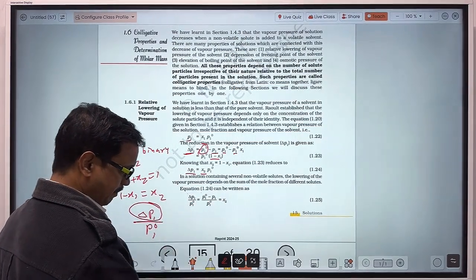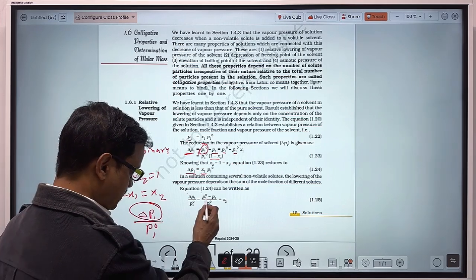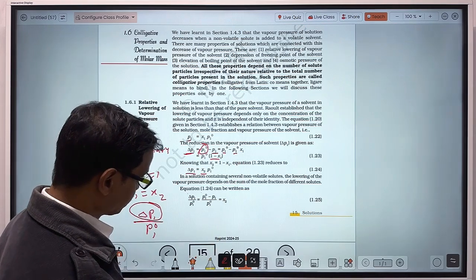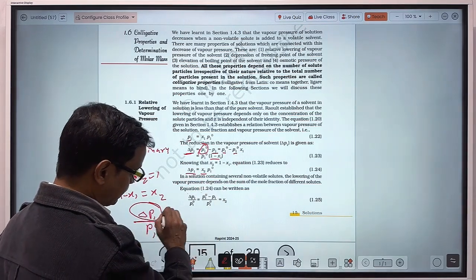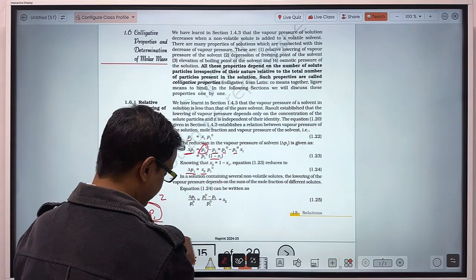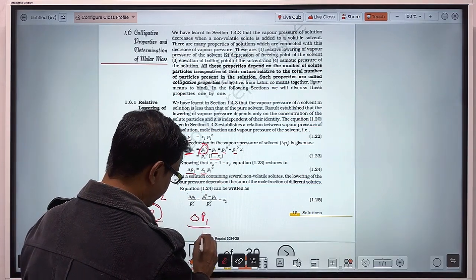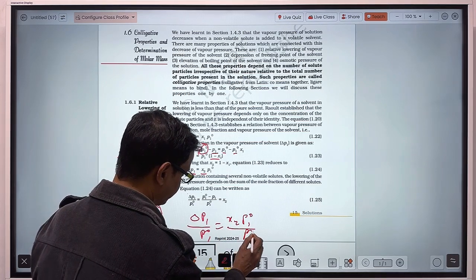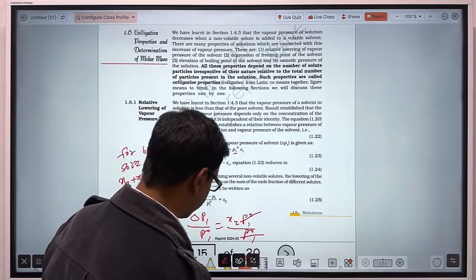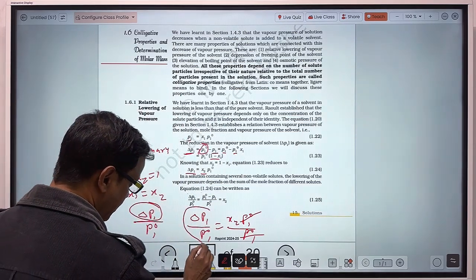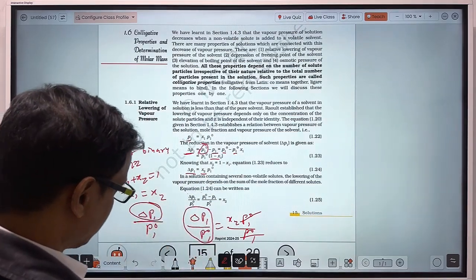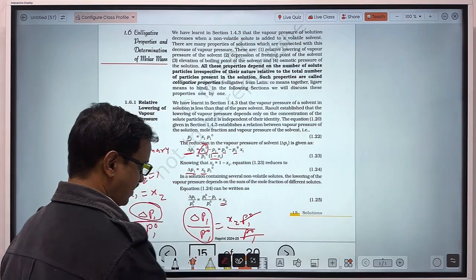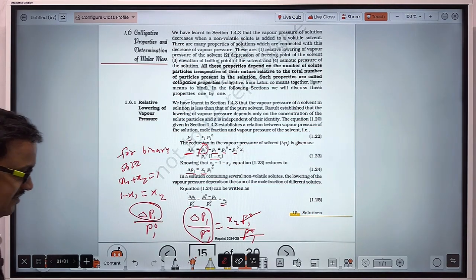That's why delta P1 upon P degree 1, the change in vapor pressure upon original vapor pressure, will be equal to Chi2 into P degree 1 upon P degree 1. This P degree 1 and this P degree 1 cancel out. So the change in vapor pressure with respect to the vapor pressure of solvent in pure state will be equal to the mole fraction of solute.